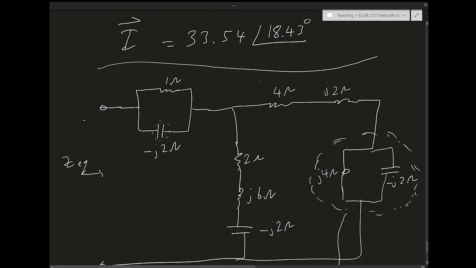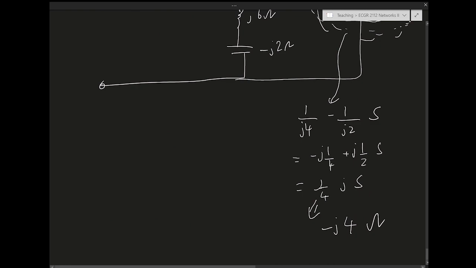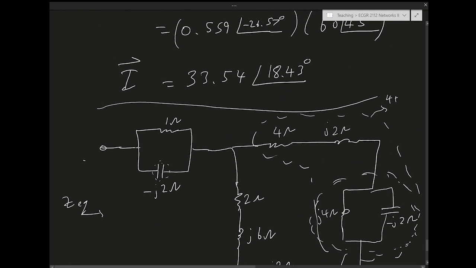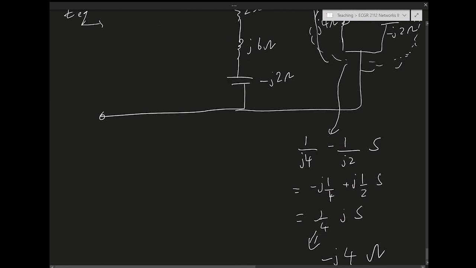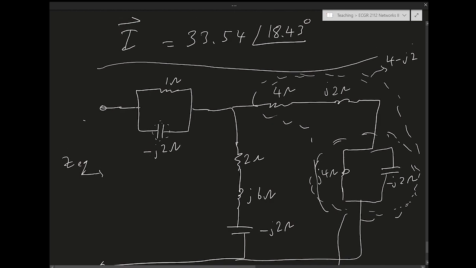So now I sum it, minus J4 ohms, I sum it with those two. So the total impedance of this branch is going to be 4 plus J2 minus J4. So it's going to be what? So minus J4 plus J2 is going to be minus J2. So it's going to be 4 minus J2. Okay, so this whole branch, I found its impedance to be 4 minus J2 ohms.